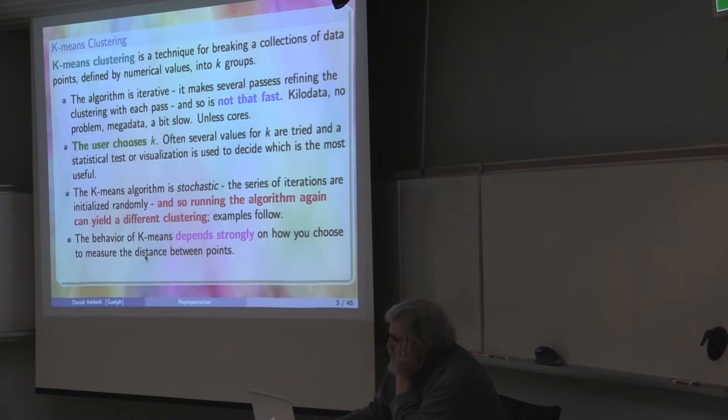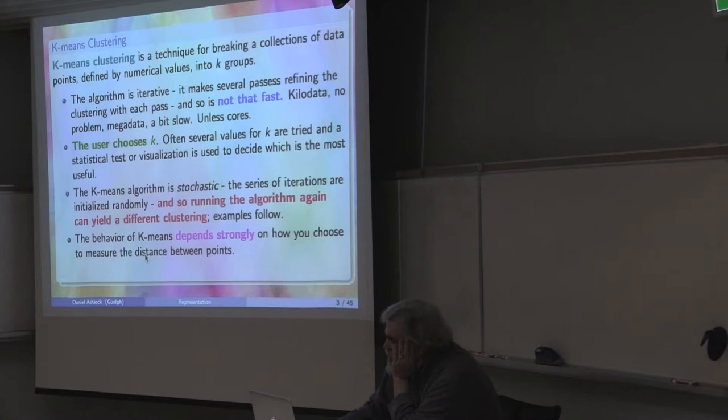So, k-means clustering is a technique for breaking collections of data points defined by numerical values into k groups. Now you can stretch that. You can play with a lot and make it work on other types of data. The algorithm is iterative. It makes several passes, refining the clustering with each pass. So it's not that fast. Thousands of data items, easy peasy. Megadata, it can be a little slow unless you have lots of cores or something.